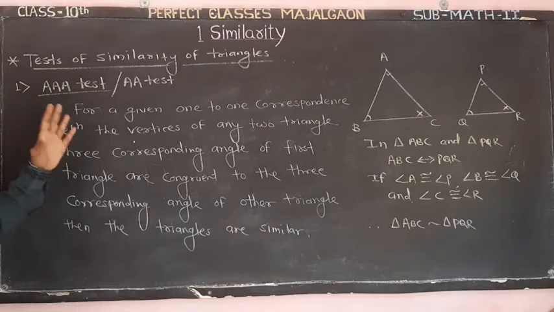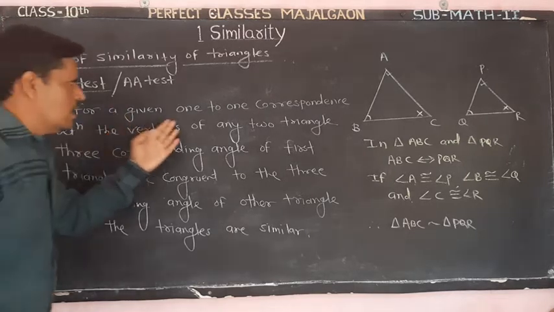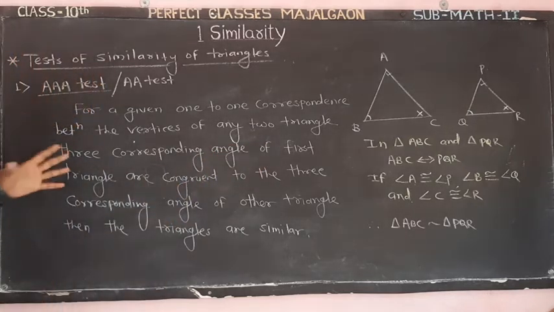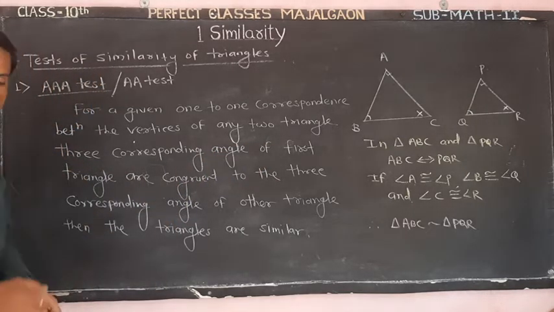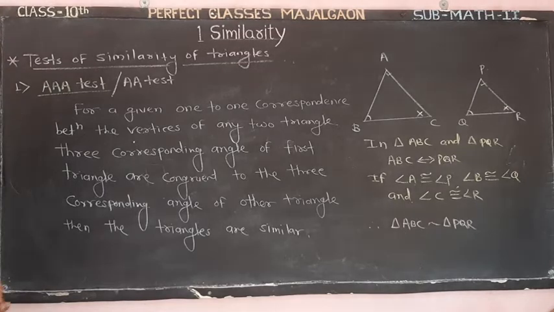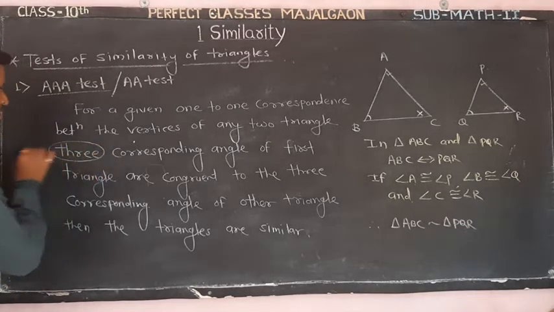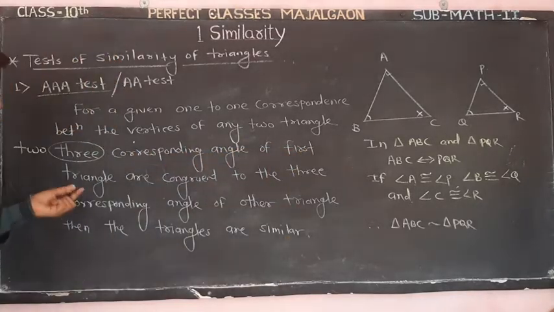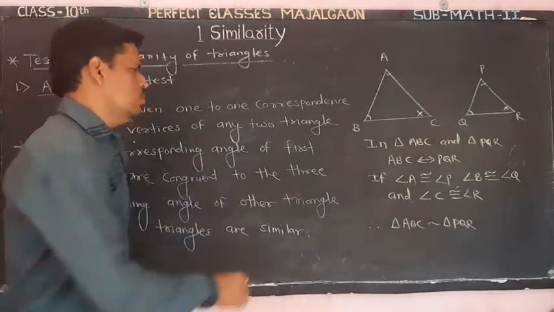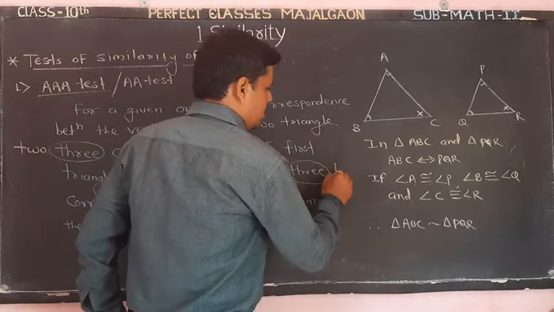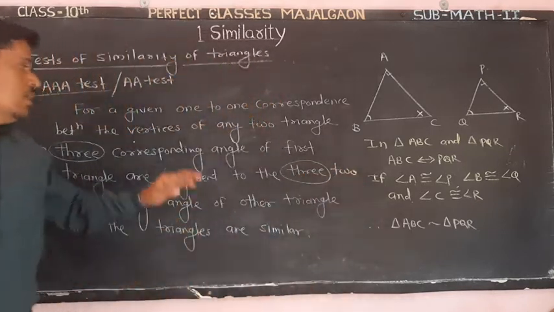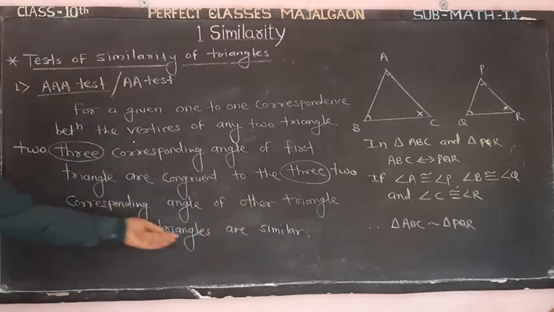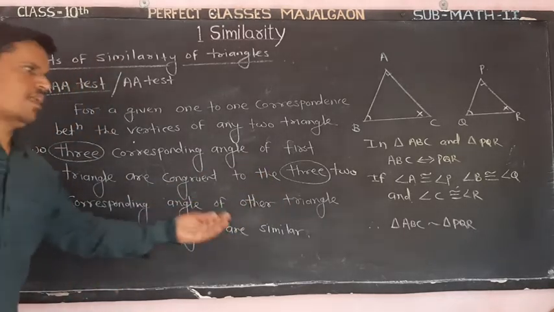Therefore we will discuss the test: for a given one-to-one correspondence between the vertices of any two triangles. This is the same for all tests. Here we replace the word three with two. Two corresponding angles of the first triangle are congruent to the two corresponding angles of the other triangle. Then the triangles are similar.